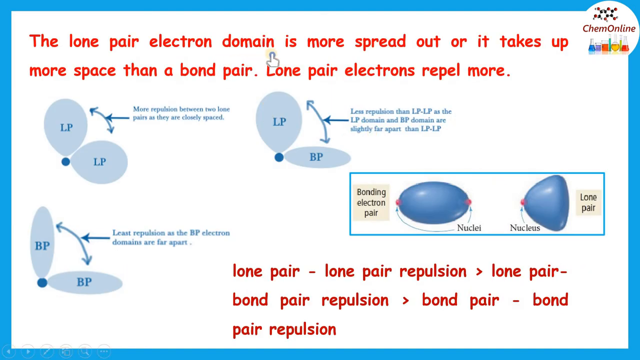The lone pair electron domain. Electron domain means the region occupied by the electrons. A lone pair is more spread out, or it takes more space than a bond pair. So that means the repulsion between 2 lone pairs will be more. Why? Because the 2 lone pairs will be very closely spaced because they occupy more space. And hence their repulsion will be maximum.